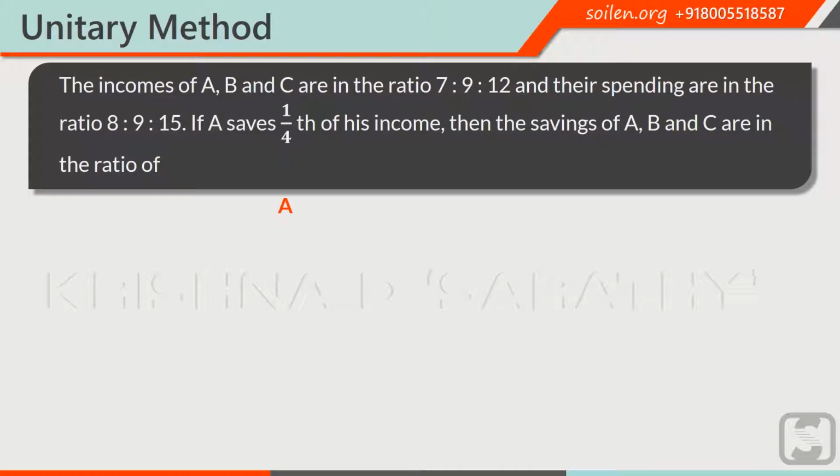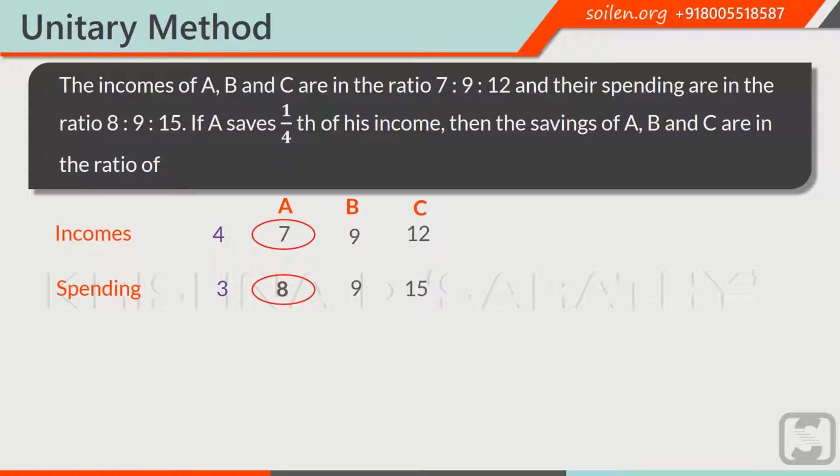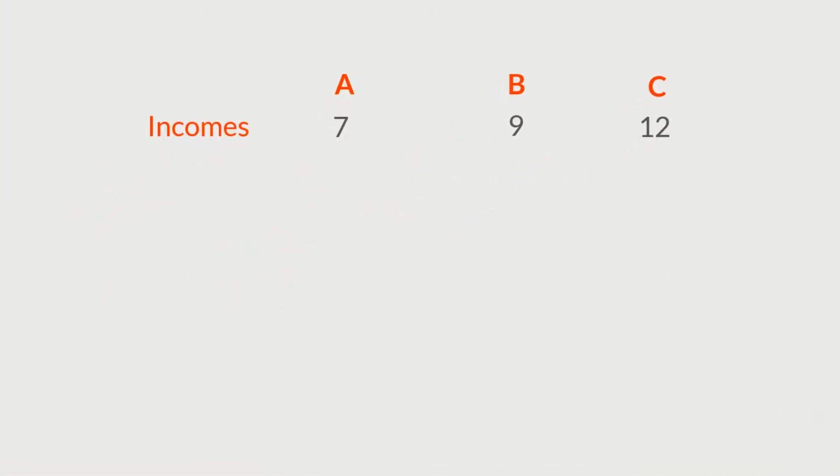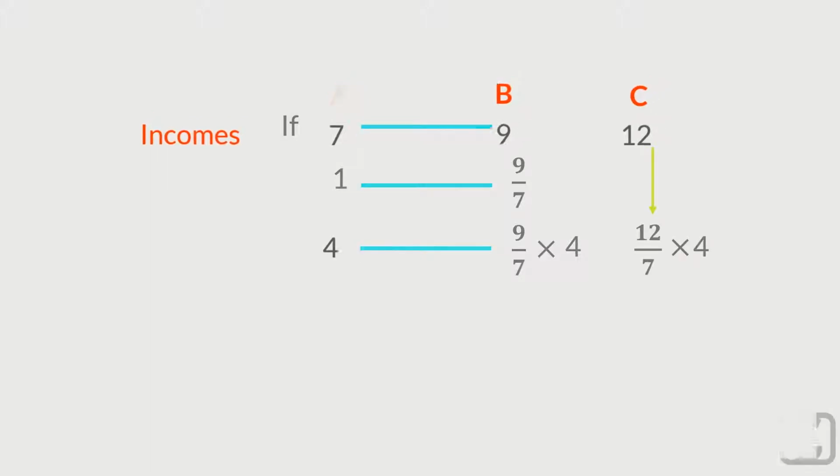Ratio of incomes of A, B and C is given 7:9:12, and ratio of spending is given 8:9:15. In place of 7, we need 4, and in place of 8 we need 3. We want to make A's income and spending in the ratio of 4:3. We can better understand the concept by the unitary method. If A's income is 7 then B's income is 9. If A's income is 1 then B's is 9/7. And, if A's income is 4 then B's income equals 9/7 times 4. In the same way we can calculate C's income also.